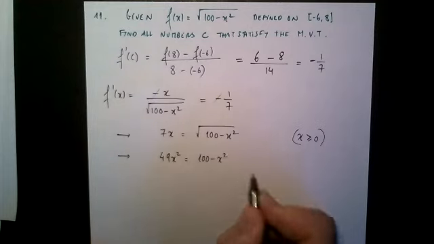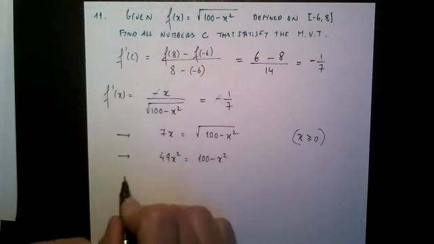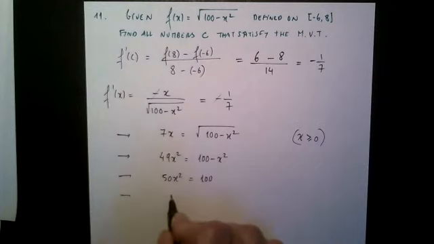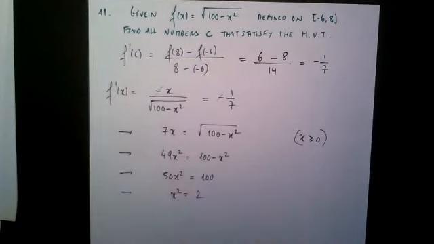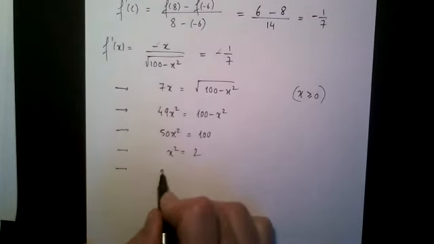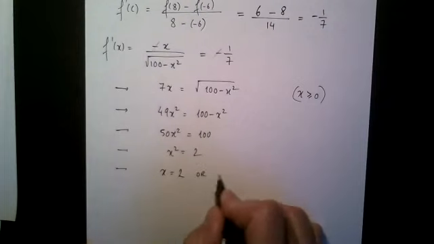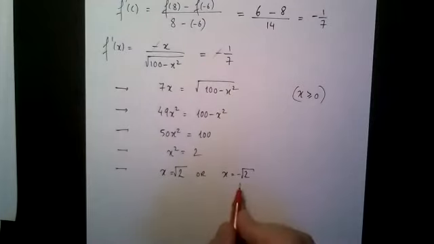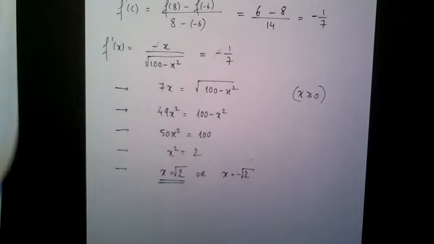49x squared equals 100 minus x squared. So 50x squared is equal to 100. X squared is equal to 2. And so x is equal to root 2, or x equals negative root 2. Okay, so obviously, because of my restriction here, this is disregarded. And so that's my answer. X is equal to root 2 is the value.